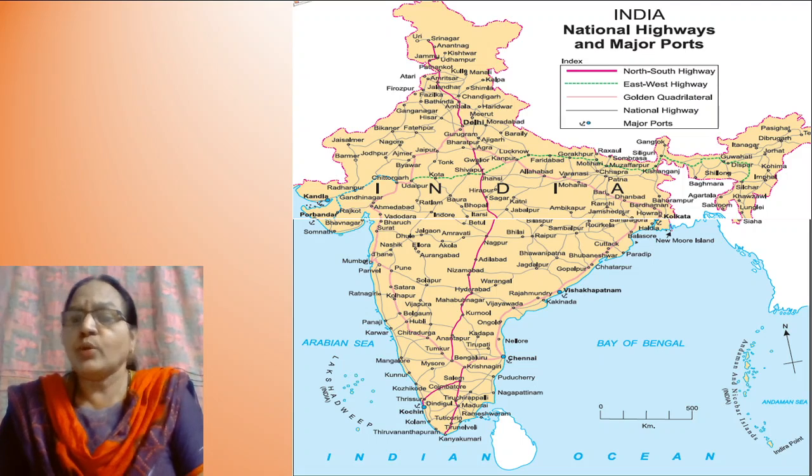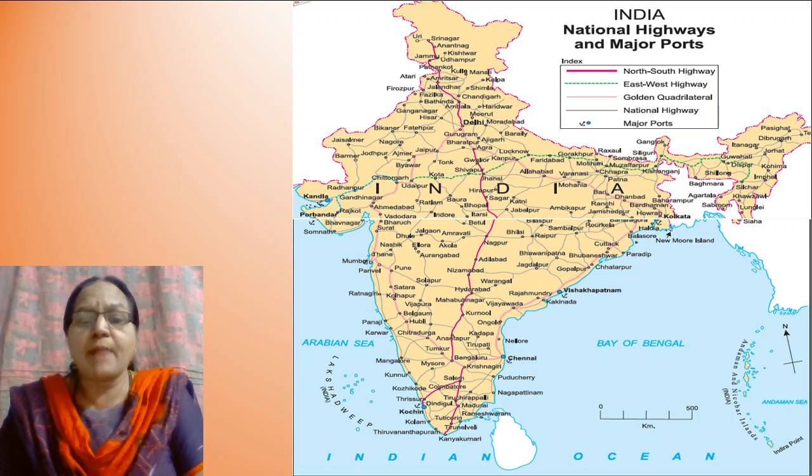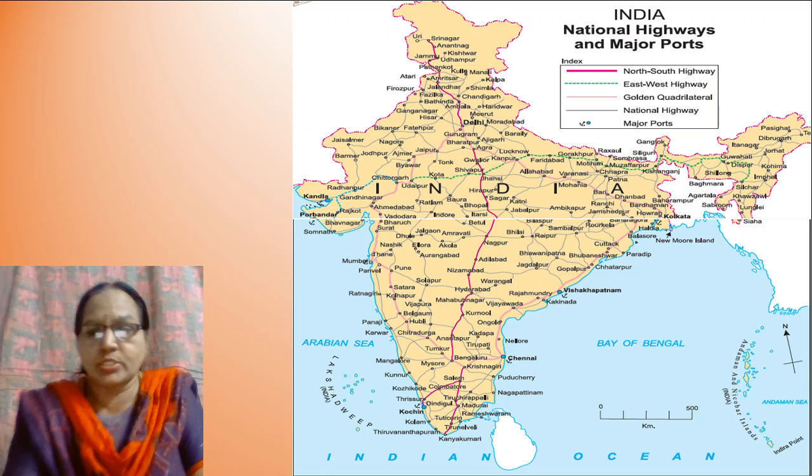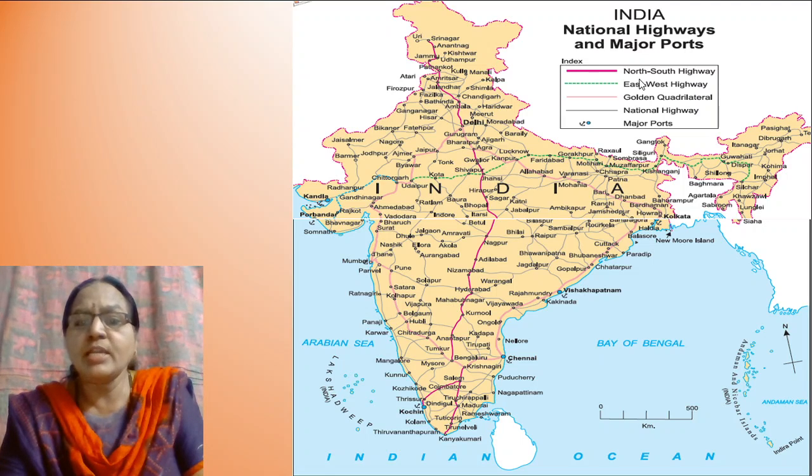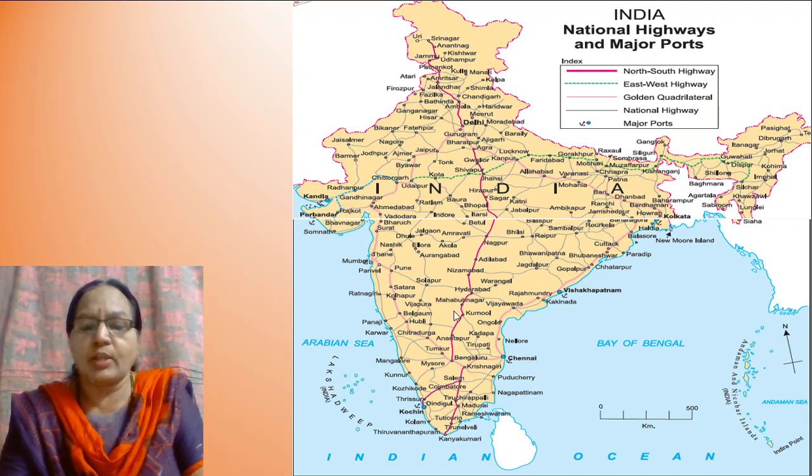Now, let's come to India. Here, this map shows you the national highways and major ports. Okay, so can you see? This is the pink one. Okay, this is a national highway, the north-south highway. Okay, then the green one. This is the east-west highway. Then we have the golden quadrilateral. Okay, then we have national highway.